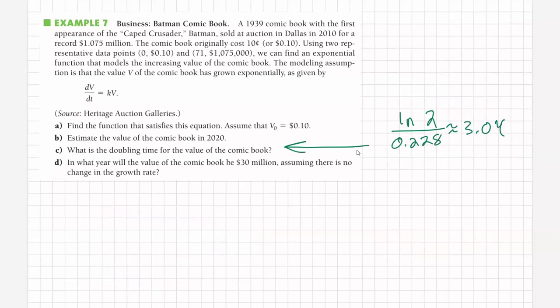Now, as far as the last one is concerned, it just wants you to take the function and set it equal to 30 million. We'll save that for later, okay? Some of the other things we will need to talk about is looking at the graph real quick, but we'll save that for Friday.